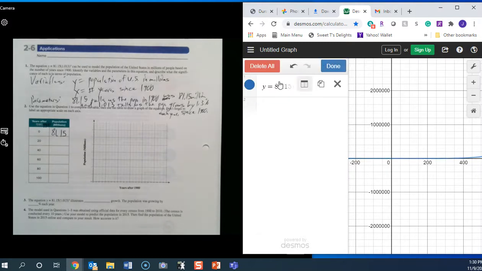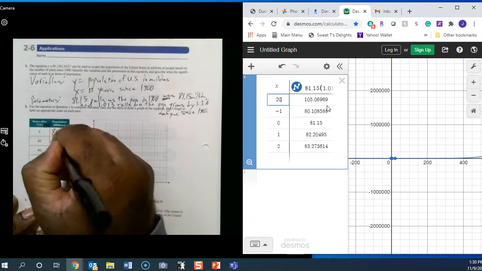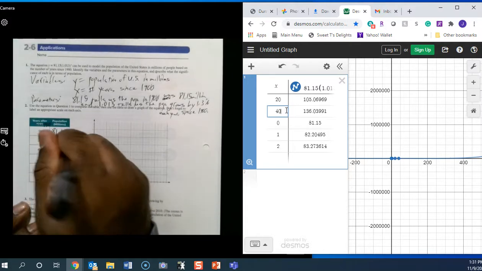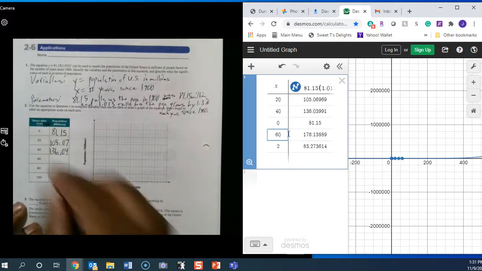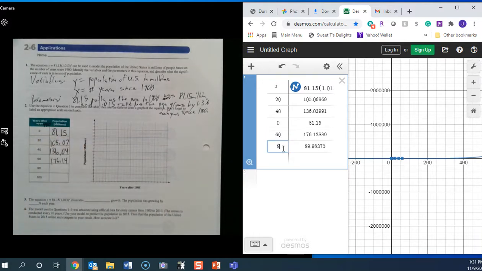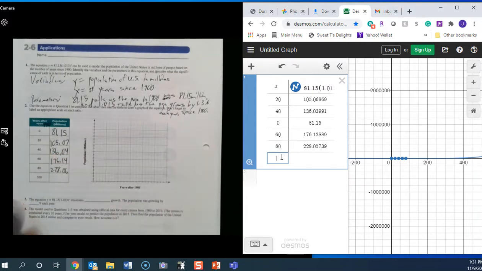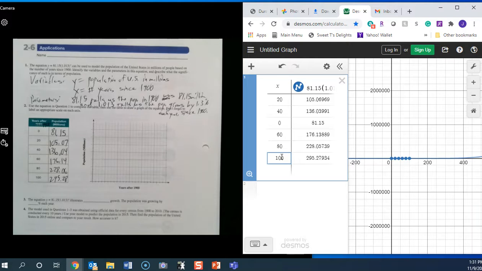And then we're going to do a quick table. Okay, we have our table, and we can start typing in some of the values. For 20, we get 105.07, rounding to two decimal places. For 40, it'd be 136.04. For 60, 176.14. Then for 80, 228.06. And then for 100, it'd be 295.28. Okay, these are the values.